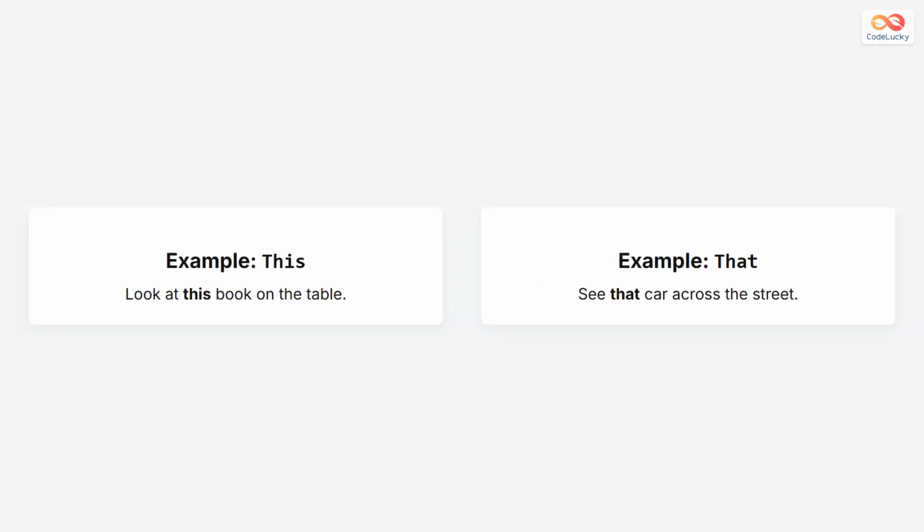Here are examples to show how to use this and that. You say, "Look at this book," when the book is near you. You say, "See that car," when the car is far away. These examples make it easier to understand how to use these words.